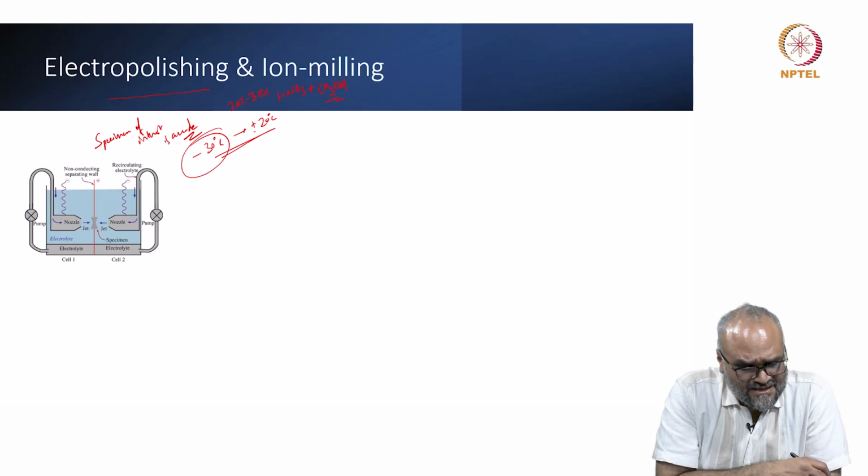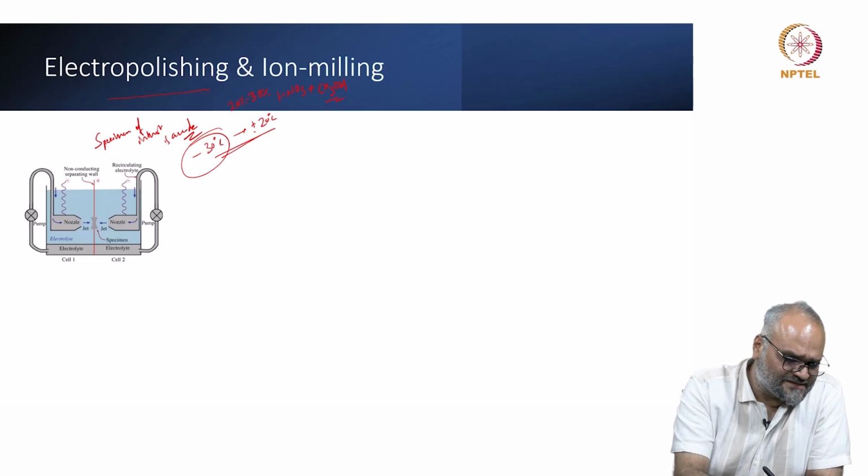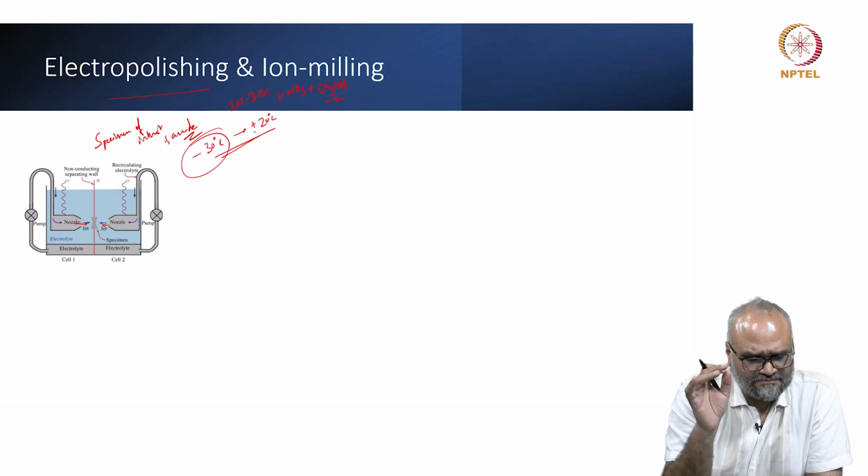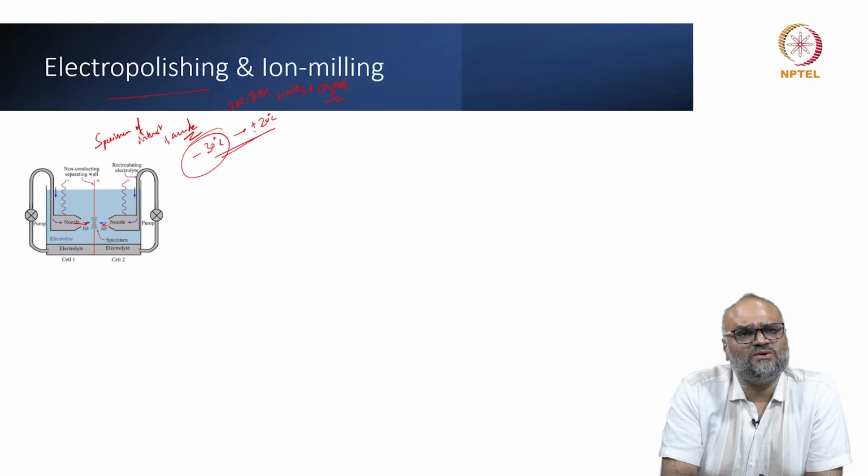And the idea in an electropolishing system is the specimen stays suspended vertically, and from either side you have two nozzles through which an electrolyte is spraying a jet. You want to use very high current densities here because you want the process to happen very fast.